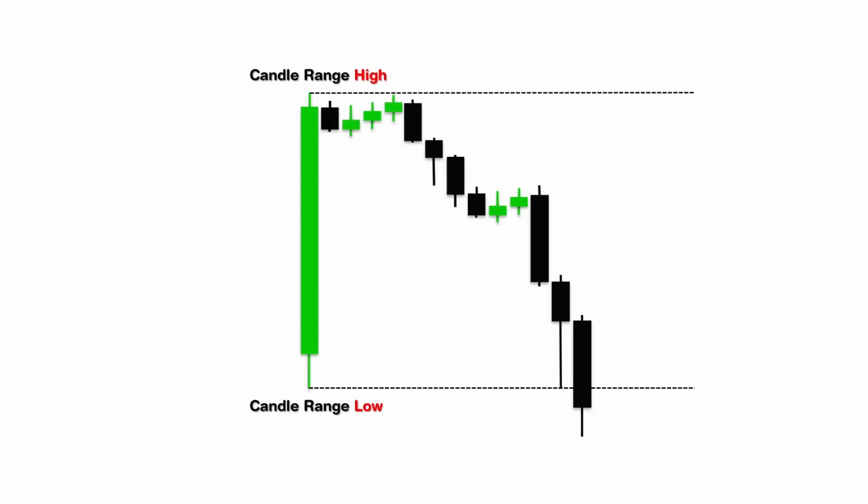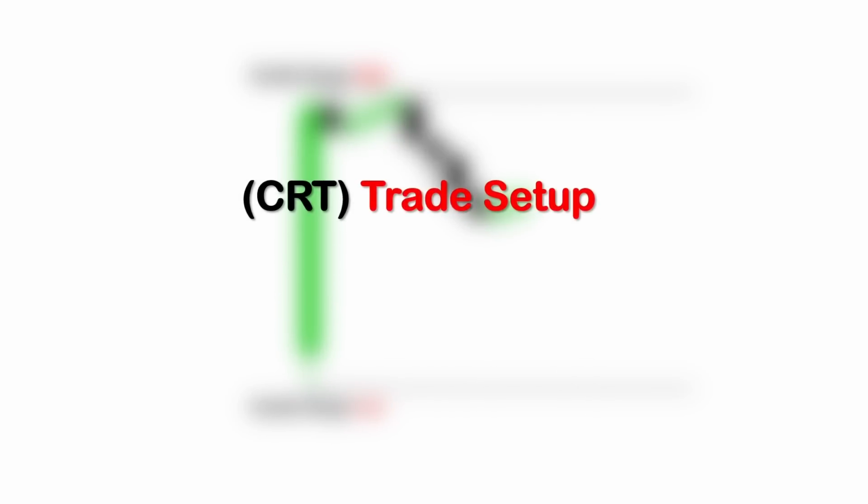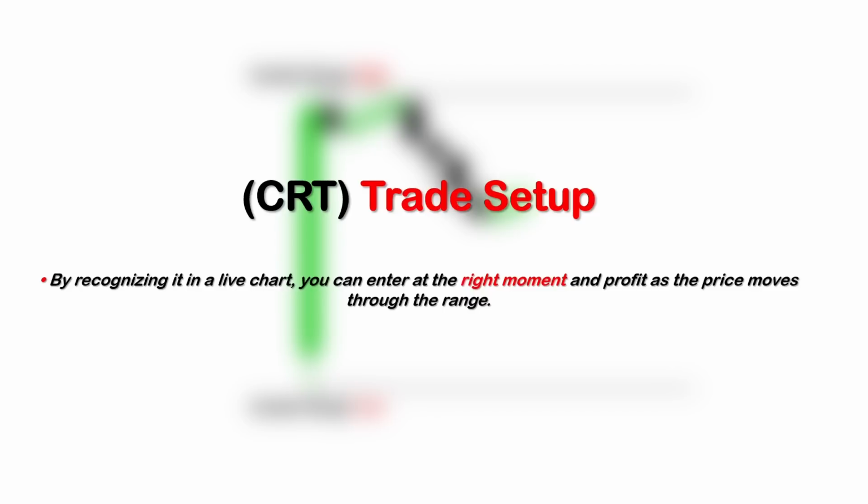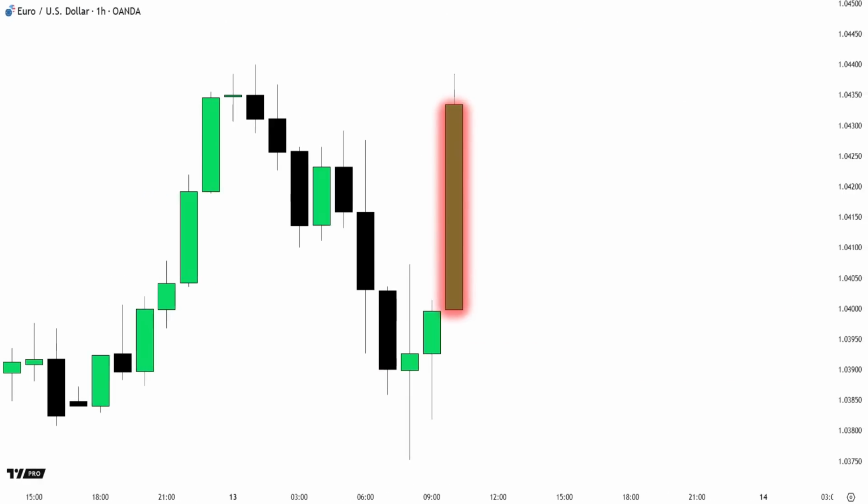And here's the key: this second scenario is not random. It's actually predictable. If you can spot the signs early, you'll know exactly when the price is likely to stay within the candle's range and break lower. And that's the trade setup we're looking for. By recognizing it in a live chart, you can enter at the right moment and profit as the price moves through the range. Let's see some chart examples about it.